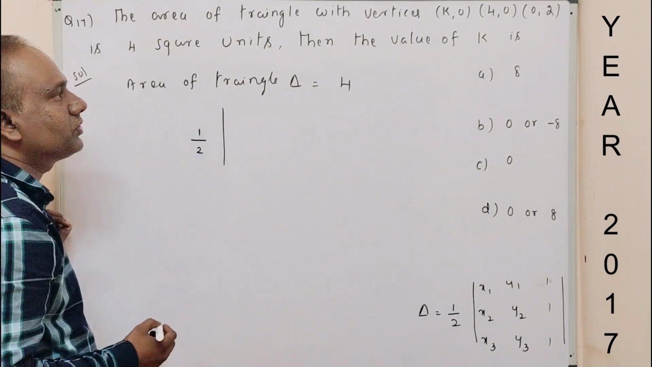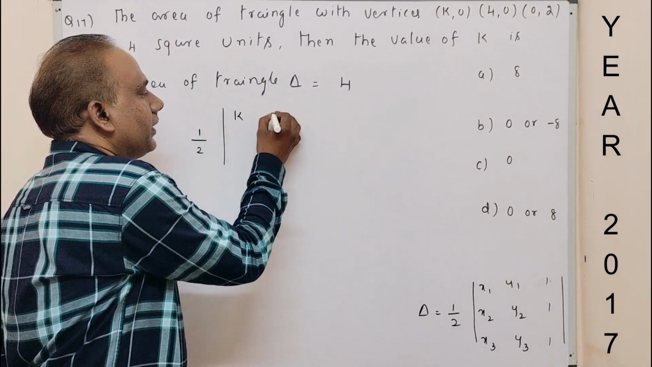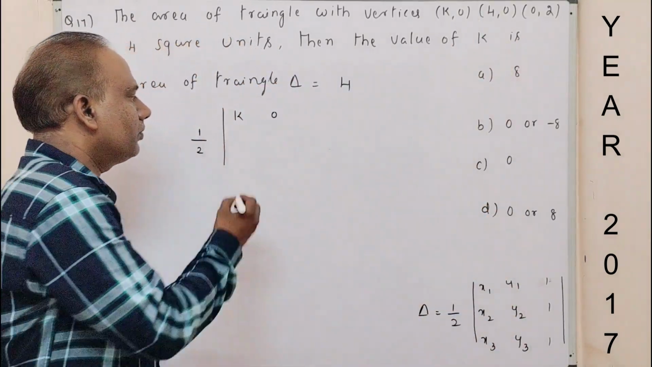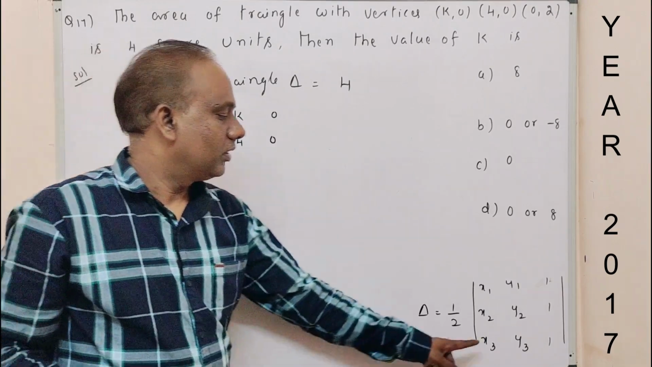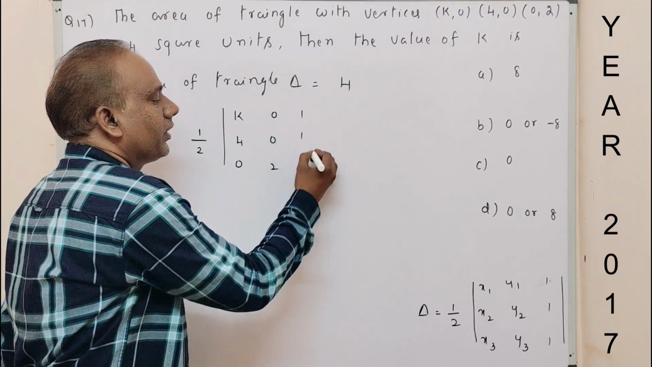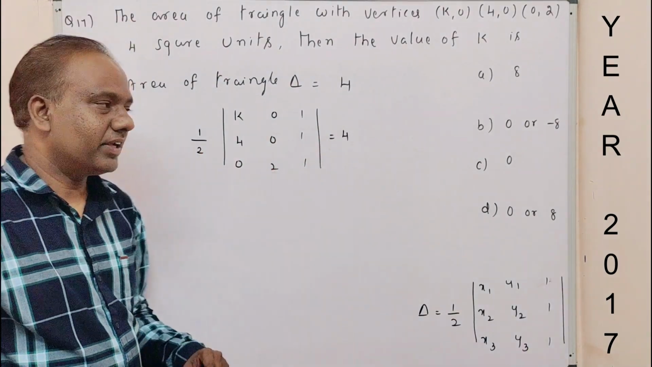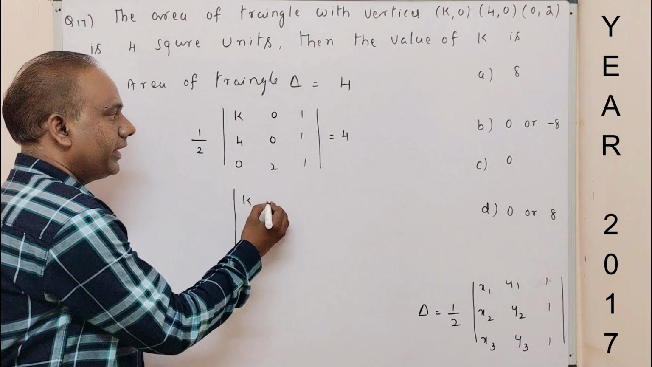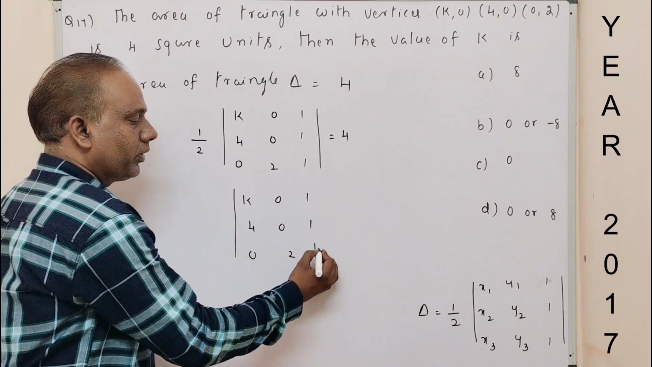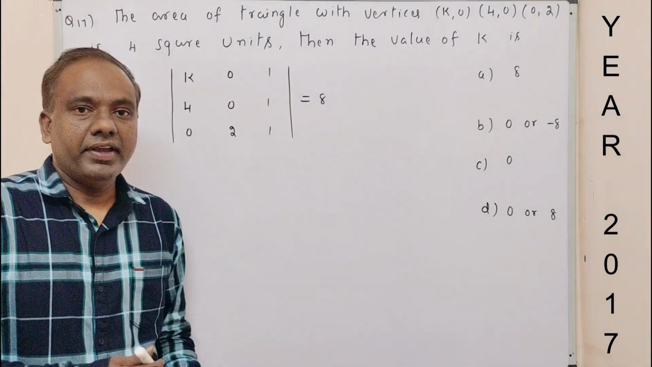So determinant of x1 y1, which means the first point, k 0, and here x2 y2 means 4 comma 0. x3 y3 means the third point 0 comma 2, and here 1 1 1 is equal to 4. So it is by 2 now, please take right side. So the determinant k 0 1, 4 0 1, 0 2 1 is equal to 2 times 4, that is 8. Okay, I continue here.